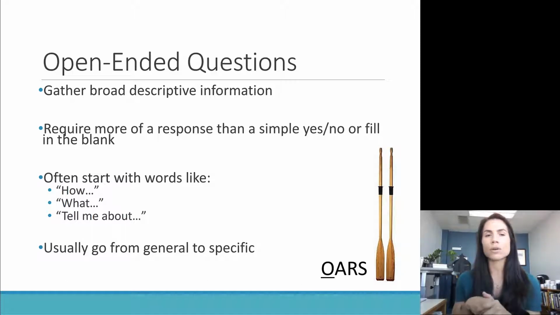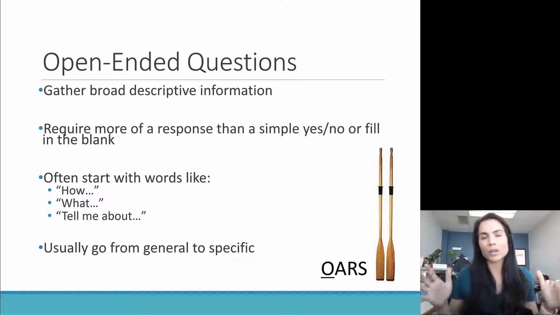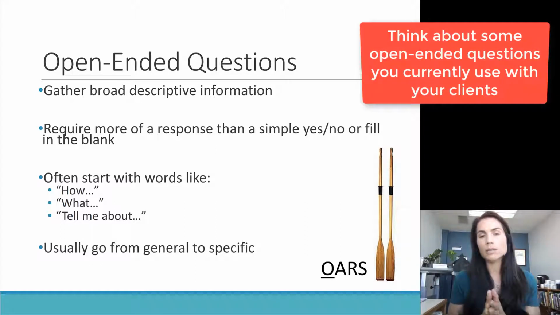Open-ended questions are how we gather more broad and descriptive information. Like I said, they start with things like how and what and tell me about. They usually go from general, big picture questions, and then you eventually go to specific questions. So that's what O stands for in OARS.